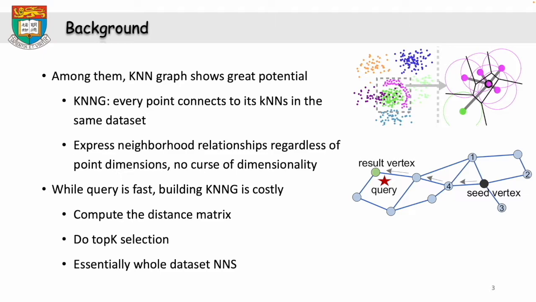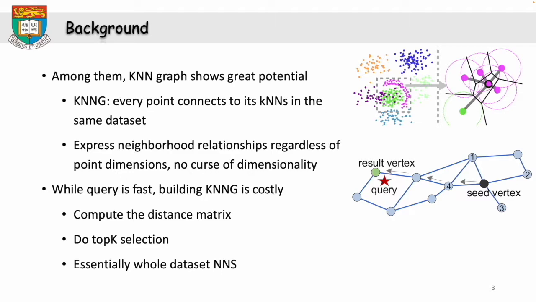Many state-of-the-art graph-based indexes are based on KN graph. In an exact KN graph, every point connects to its k-nearest neighbors in the same dataset. For query point Q, its KNs are found by traversal of the KN graph. KN graph limits the number of neighbors of each point to k to avoid too many neighbors, which reduces memory usage and accelerates the query. The advantages of KN graph for almost all graph-based indexes are at the expense of high construction time.